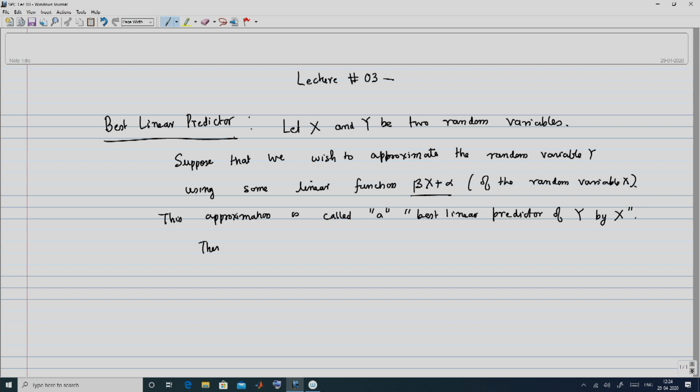So, accordingly let us define the error in terms of a variable epsilon. So, then the error in the approximation is the difference between y and the predicted value of beta x plus alpha, and I will denote this by epsilon, and this epsilon is called the residual random variable.